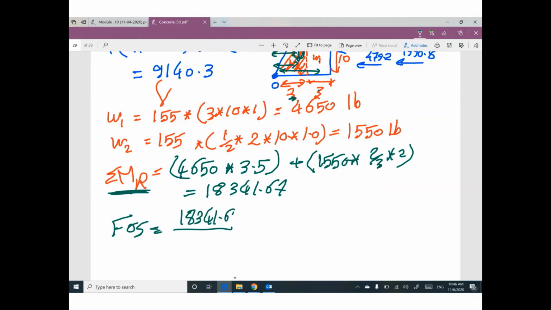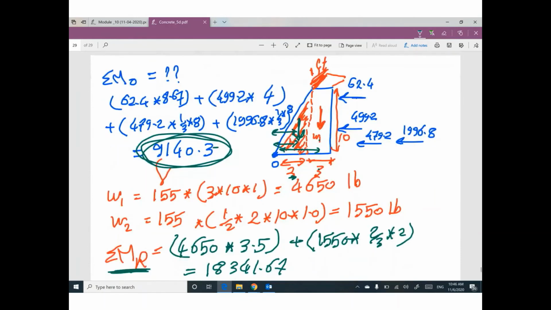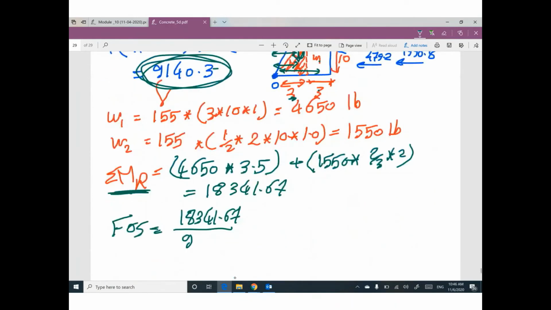So the factor of safety equals the resisting moment, which is trying to support the retaining wall, 18,341.67, divided by the overturning moment, trying to overturn the retaining wall. Your factor of safety will be 2, greater than or equal to 1. You are safe. Actually, you are more safe because your factor of safety is greater than 1.